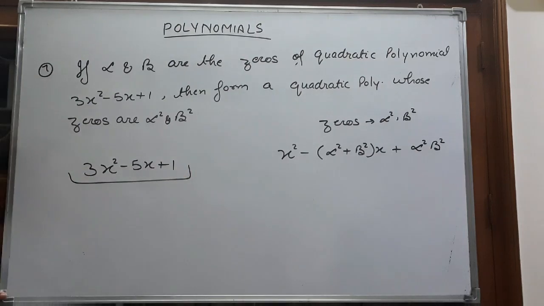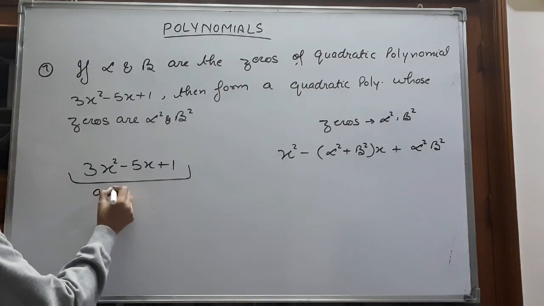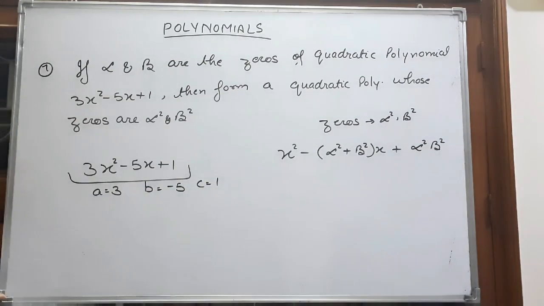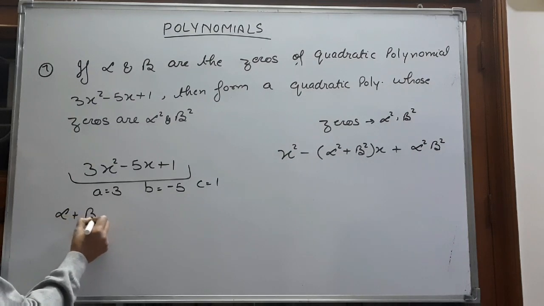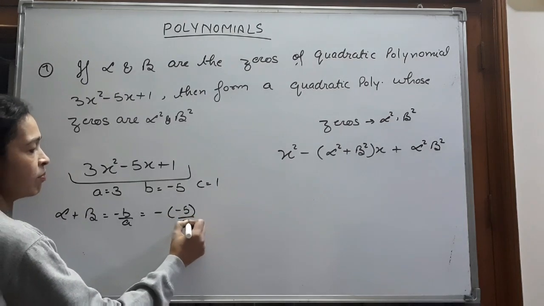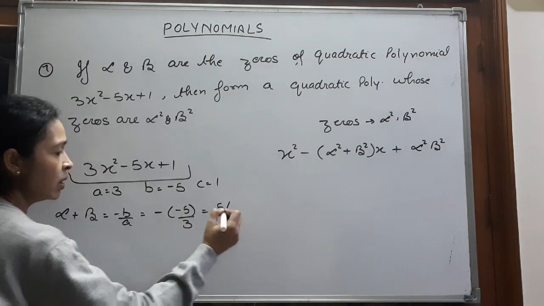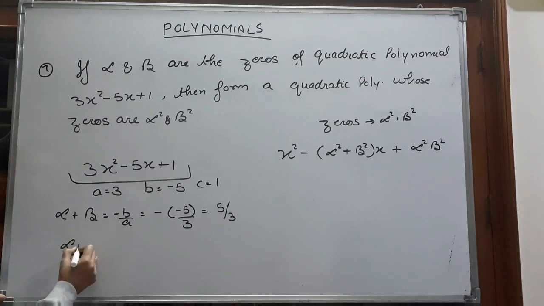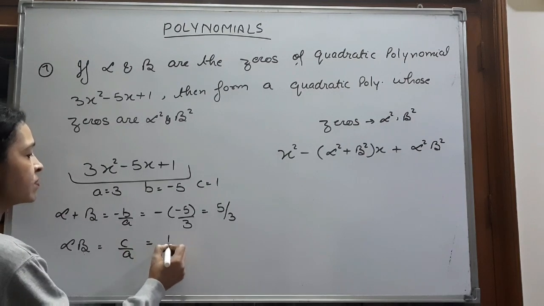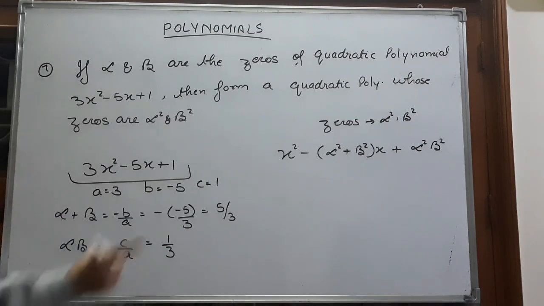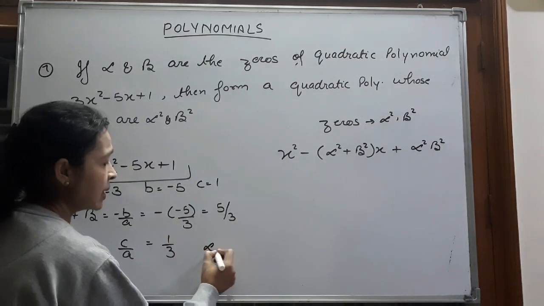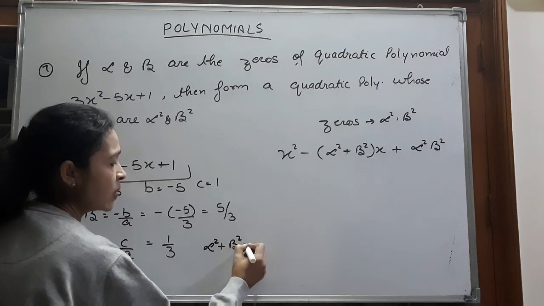Now in this case, what is a? Coefficient of x square, 3. What is b? Minus 5 and c is 1. What is the sum of zeros? Alpha plus beta is minus b upon a, that is minus of minus 5 by 3, 5 by 3. What is the product of zeros? Alpha beta is c upon a, that is 1 by 3. Now we need the value of alpha square plus beta square. We have done it in a question earlier. What is alpha square plus beta square?